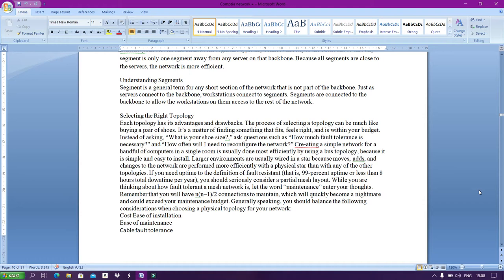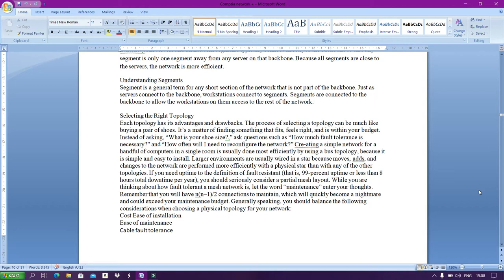Creating a simple network for a handful of computers in a single room is usually done most efficiently by using a bus topology because it is simple and is easy to install. Larger environments are usually wired in a star because moves, adds, and changes to the network are performed more efficiently with a physical star than any other topologies.